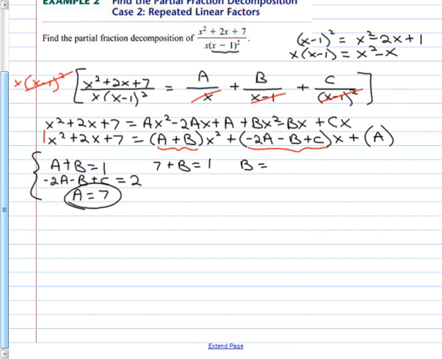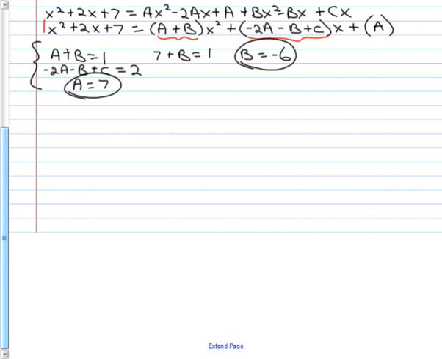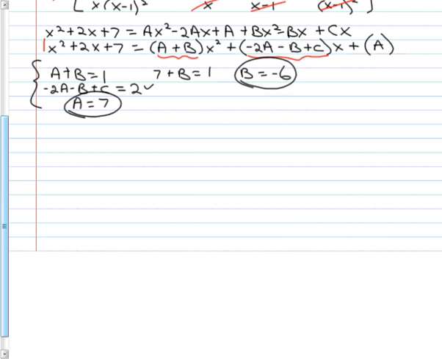Negative 6. And once I have two of them, I can just substitute into this middle one right up here. Negative 2 times our A, which is 7, minus our B, now minus a negative 6, plus 6, plus our C is 2. What's negative 14 plus 6? Negative 8, plus C is 2. What's C? C is 10.